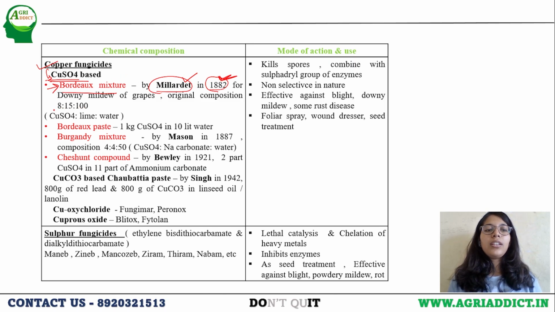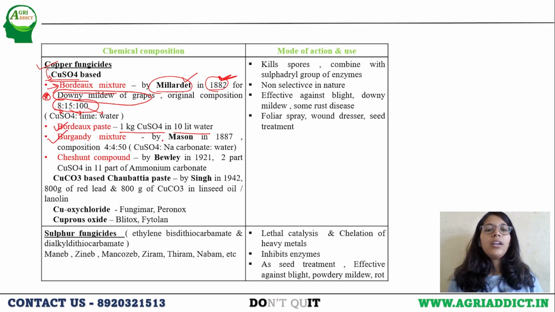The most important thing is you need to memorize the composition. It is 8:15:100, that is 8 parts of copper sulfate, 15 parts of lime, and 100 parts of water. So this is the composition of the Bordeaux mixture. It was first used for downy mildew of grapes. These are all important information. Then comes Bordeaux paste. It is 1 kg of copper sulfate in 10 liters of water.